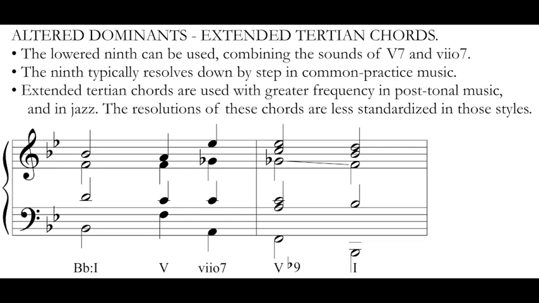So let's take a listen to this very short chord progression in B flat major. You'll hear the tonic triad, the dominant and the vii fully diminished 7, and then the two together as a ninth chord, a V flat 9, before they resolve to our tonic.